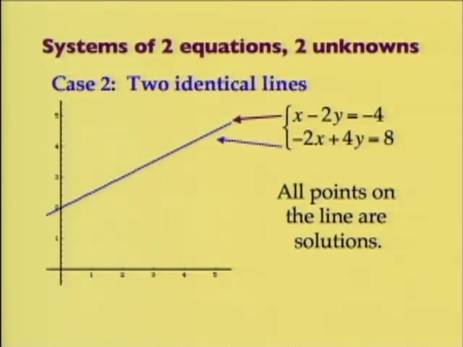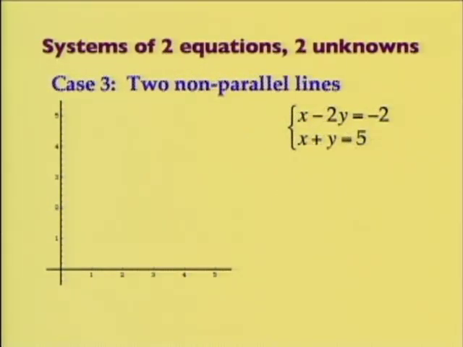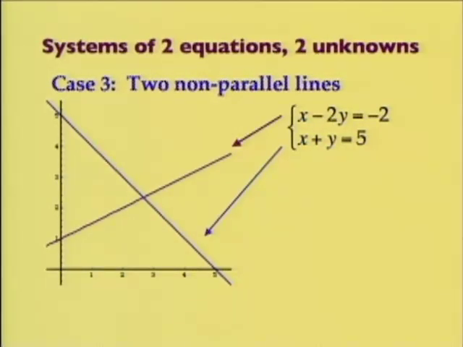And that's not always helpful either. A lot of times you just want one solution. And that's case 3, where you have two lines that are not parallel. If they're not parallel, they have to cross somewhere. The two that I've drawn cross right there. That's your solution to the system.